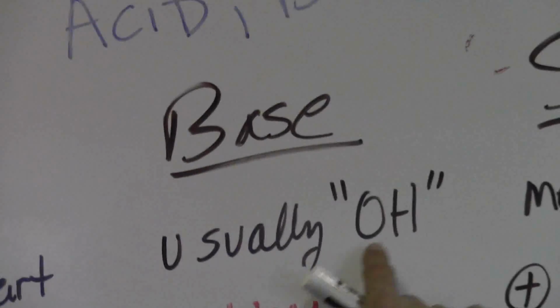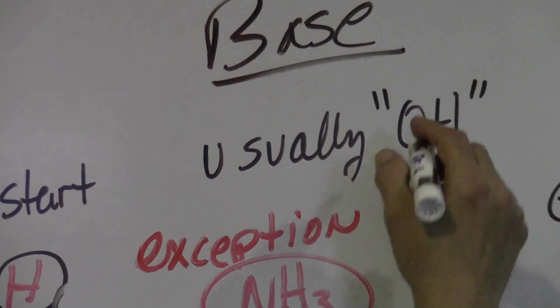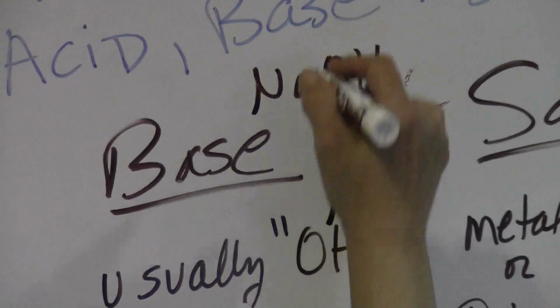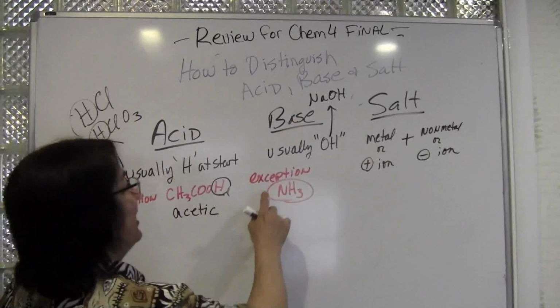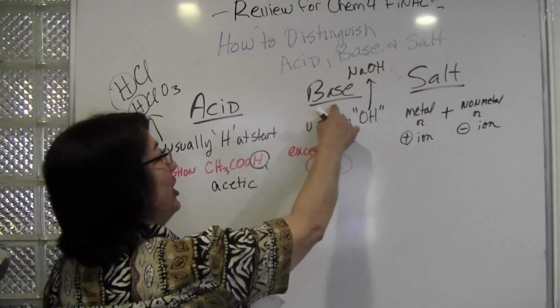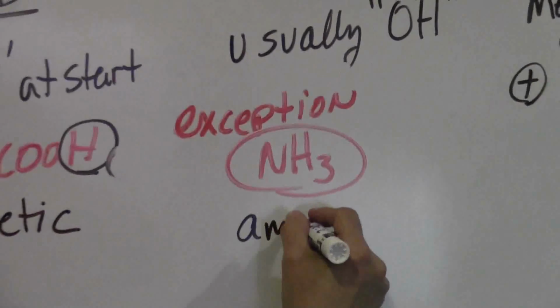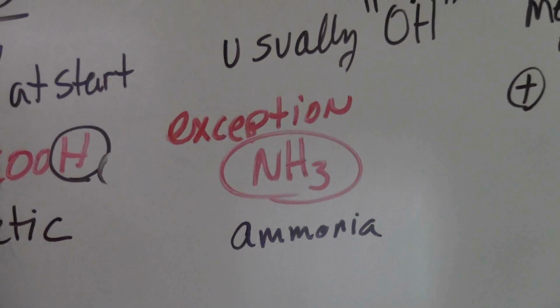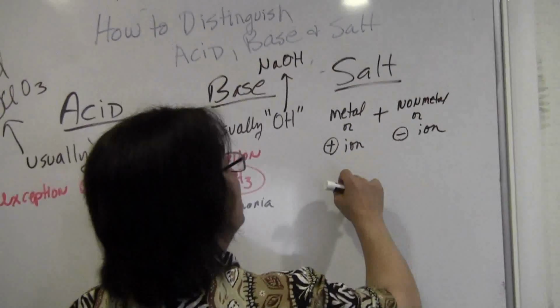Bases are usually going to contain, in inorganic chemistry, the group OH. For example, NaOH. Oh, I'm a base. And again, now the exception to the OH will be in the compound ammonia, NH3, which has no OH at all. It's not hidden anywhere.